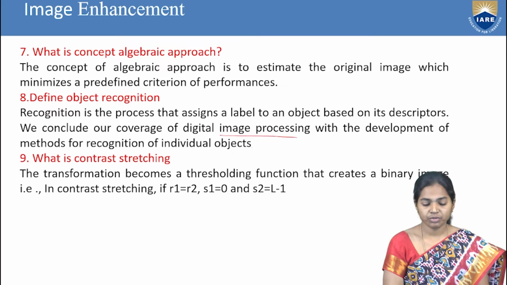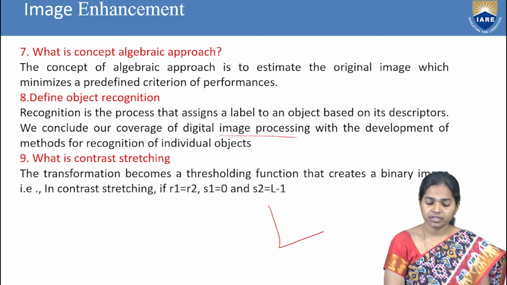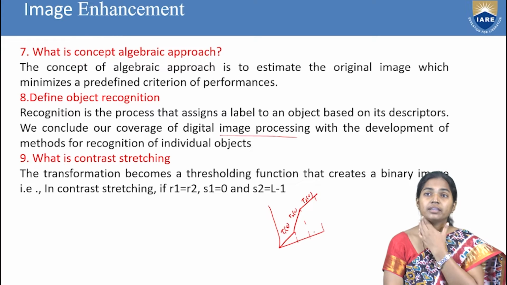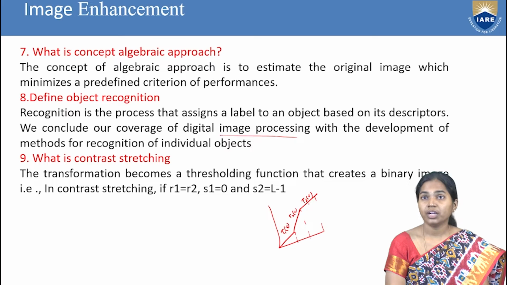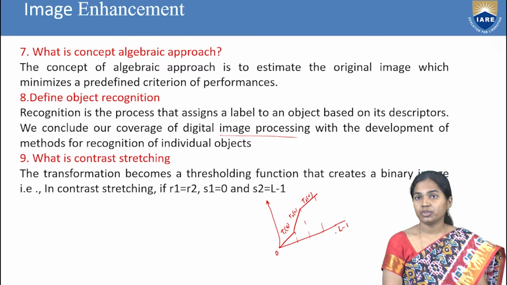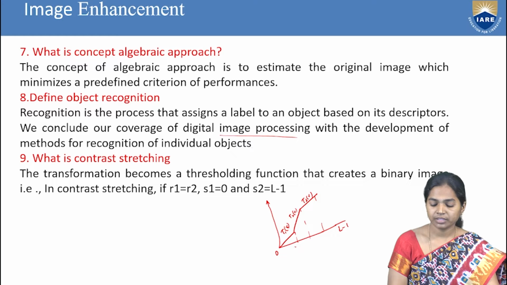What is contrast stretching? When we go for improving the image quality, one of the point processing techniques is contrast stretching. Here we have the transformations T1 of R, T2 of R, T3 of R. The range is from 0 to L minus 1: the minimum gray level value is 0 and the maximum gray level value is L minus 1. We represent R, R1, R2.